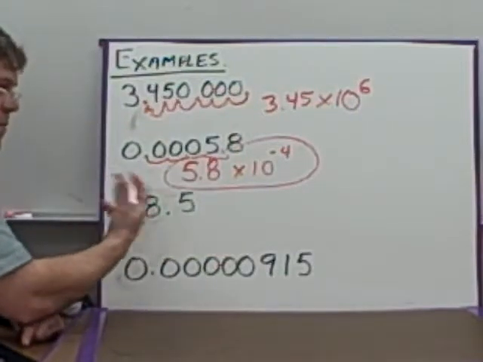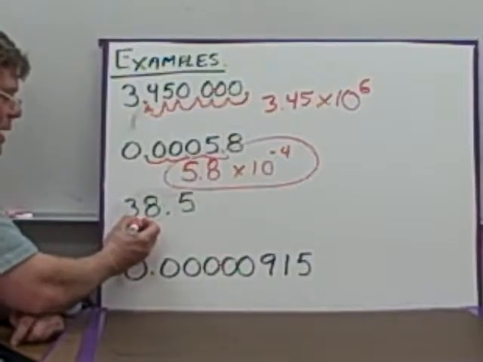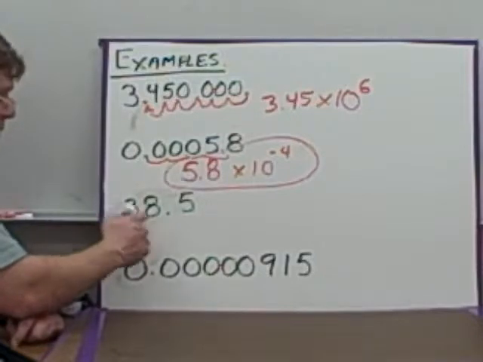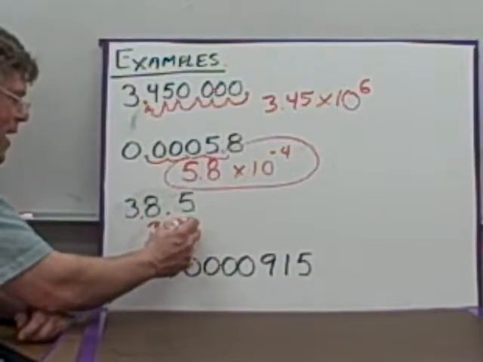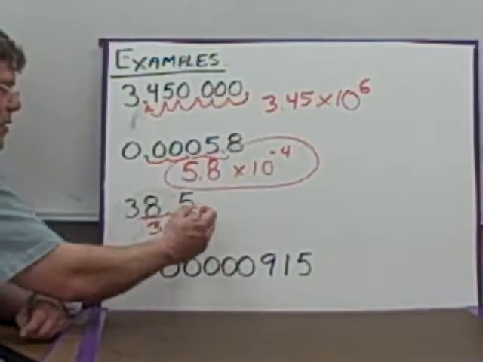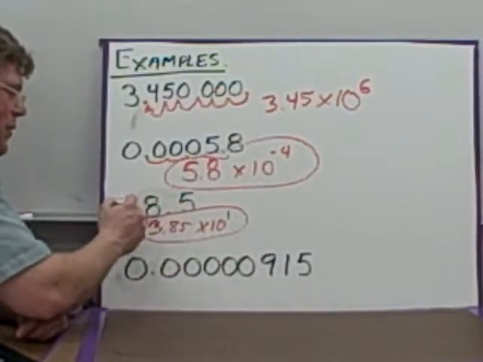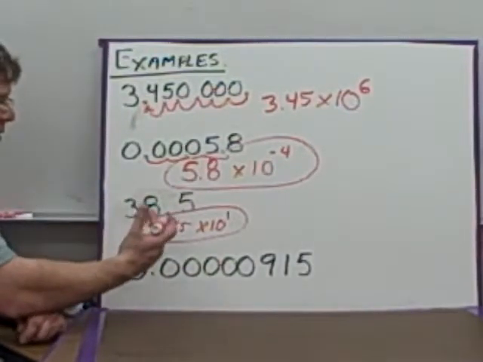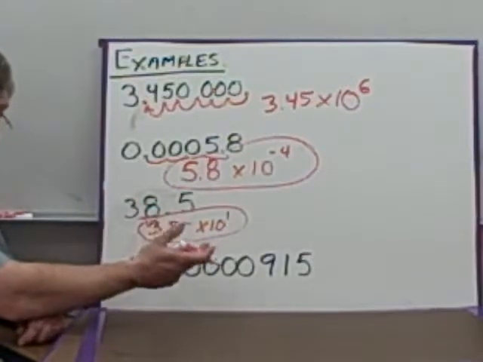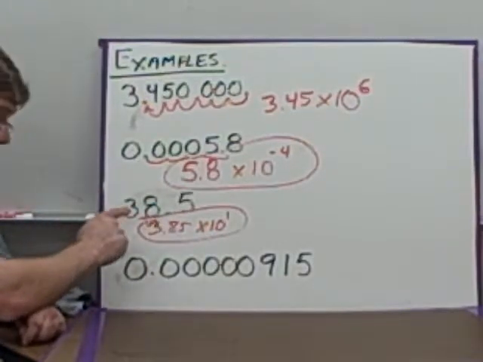Here, you may think there's nothing you can do, but you can actually move this. Going from left to right, the first place value you see that's not a 0 is going to be a 3, which means that you have 3.85. To get from here to here, you had to move 1 decimal place. So you're going to have times 10 to the 1. Now, with that particular number, it actually makes it so you have to write a larger number. It's not writing it more compact, but that is the scientific notation form of that number.